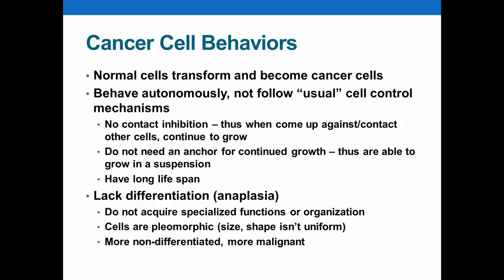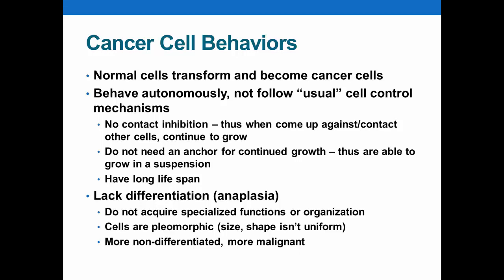Another mechanism is that they don't need an anchor for continued growth. As a result, then they're able to grow in a suspension. Normal cells don't have that ability. And last but not least, cancerous cells have a long lifespan. They don't have programmed cell death or programmed apoptosis. So they're going to live longer than the normal cells have the ability to do.